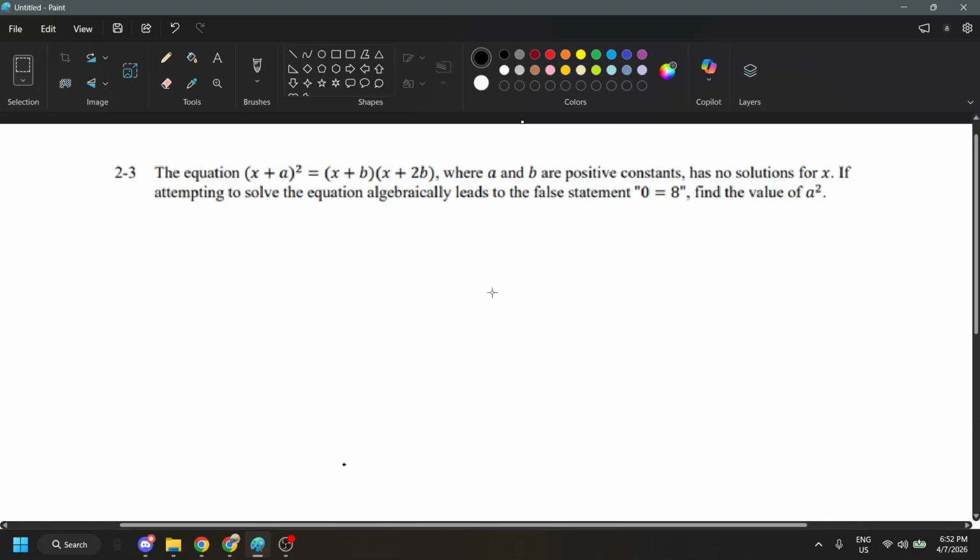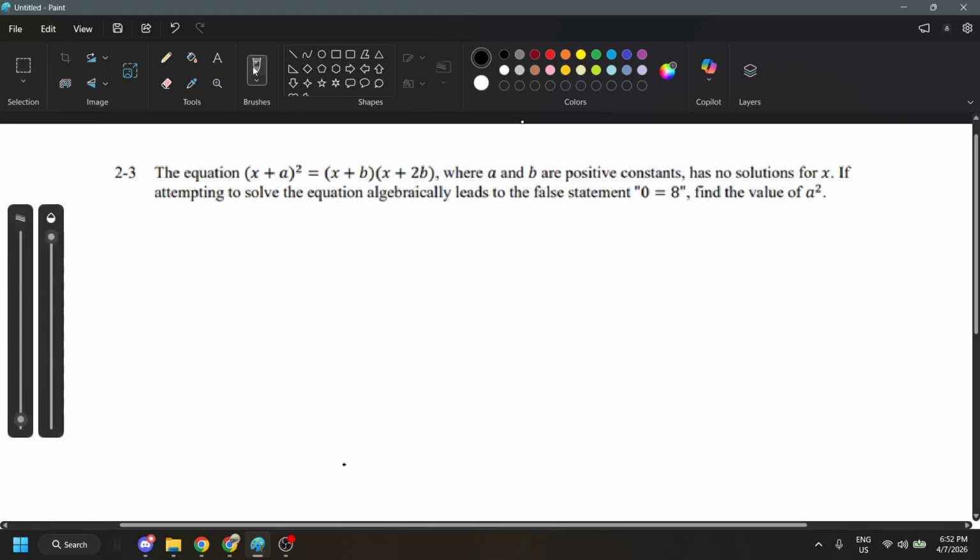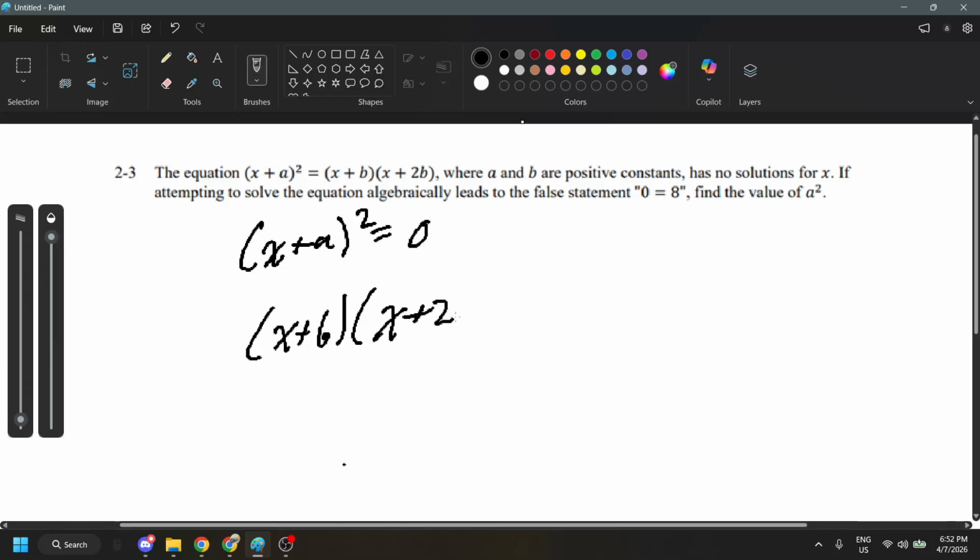This equation, where a and b are positive constants, has no solutions for x. Attempting to solve the equation algebraically leads to the false statement 0 is equal to 8. Find the value of a squared. So this is telling us that (x plus a) squared is equal to 0, and (x plus b) times (x plus 2b) is equal to 8. Solving this, we get x plus a is equal to 0, x is equal to negative a.